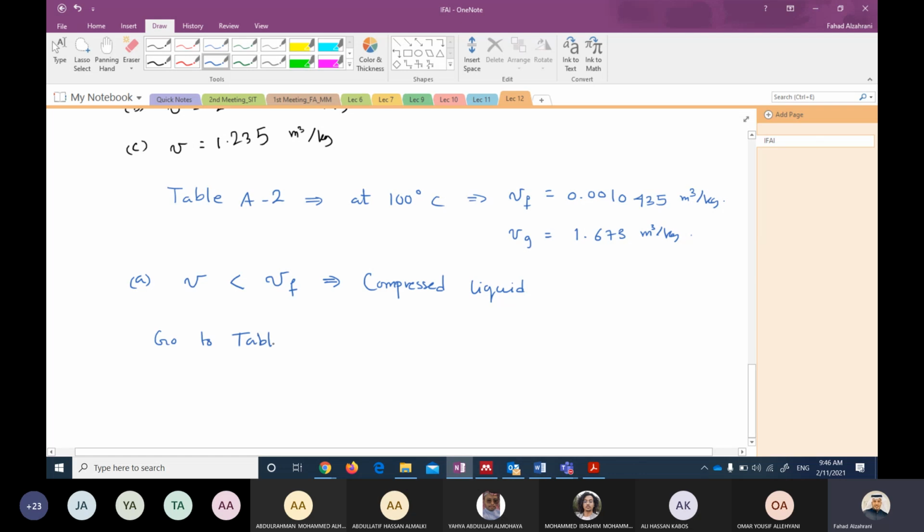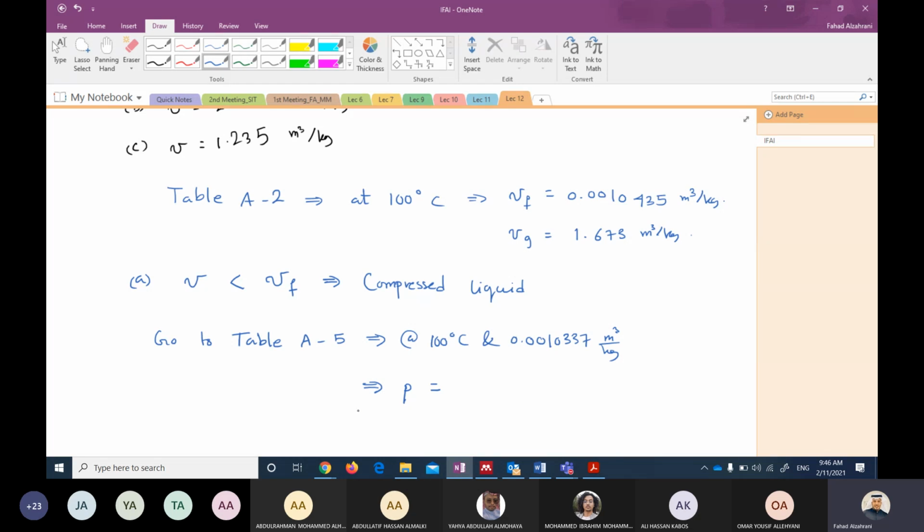table A5. We go to table A5. Then at 100 degrees Celsius and 0.0010337 meter cube per kilogram, I found my pressure as 200 bar. Yes. So now, how do you try to find the pressure?